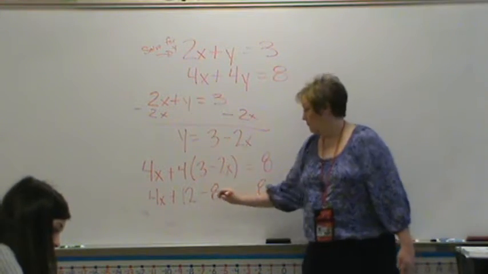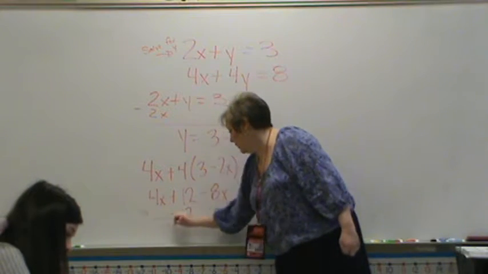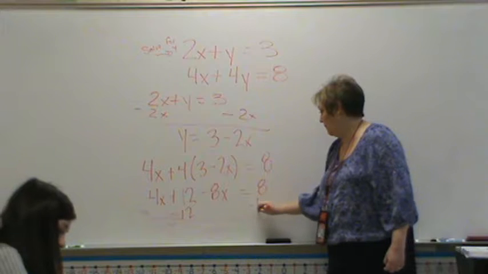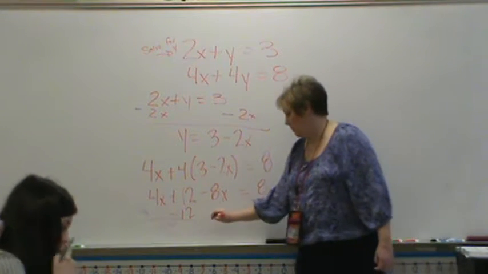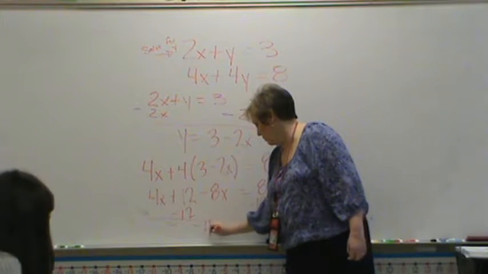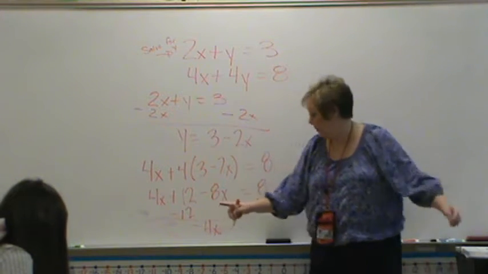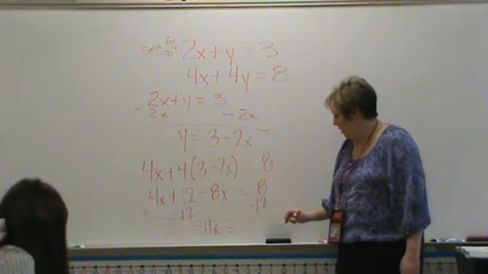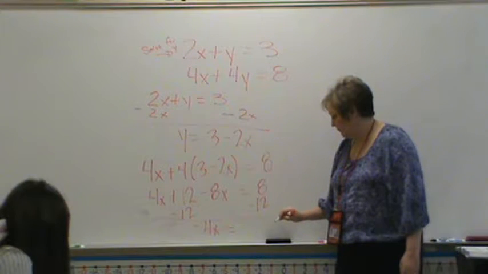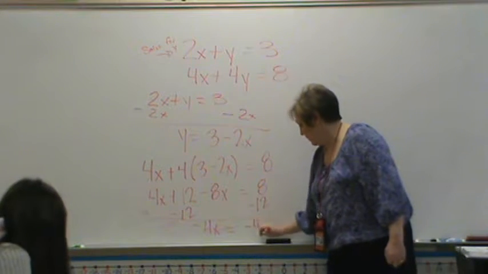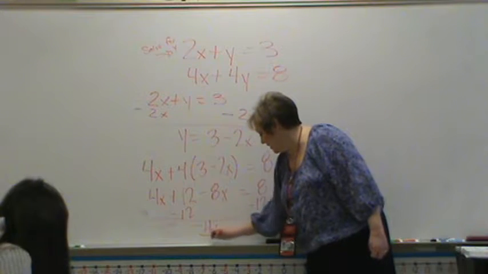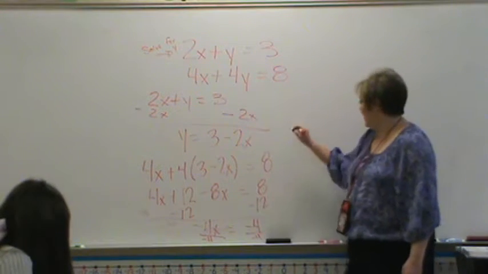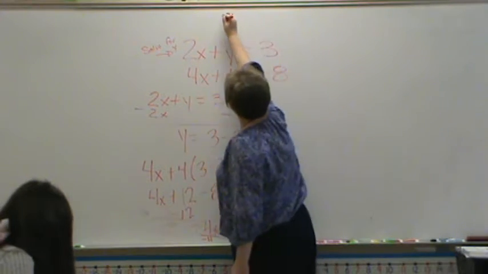Yeah, the 4x and the 8x. I can do that too. 4x minus 8x is what? And Lily up here told me to subtract 12 from both sides. So 8 minus 12 is what? So when I divide this, I'm getting negative 4 over negative 4. What does x equal?